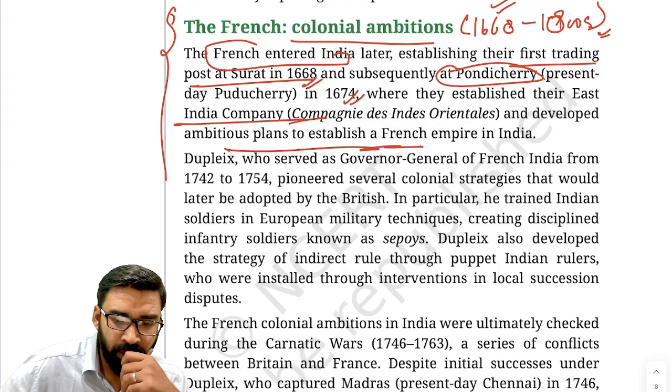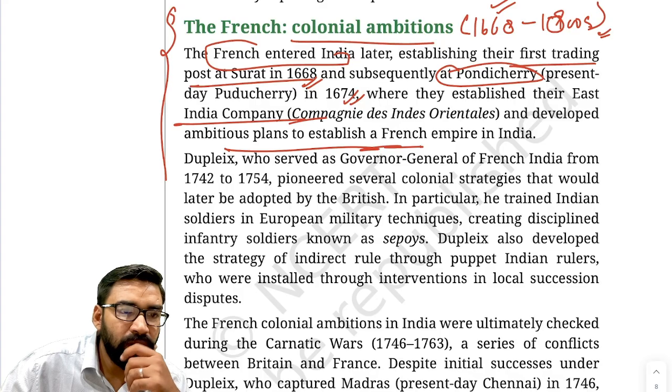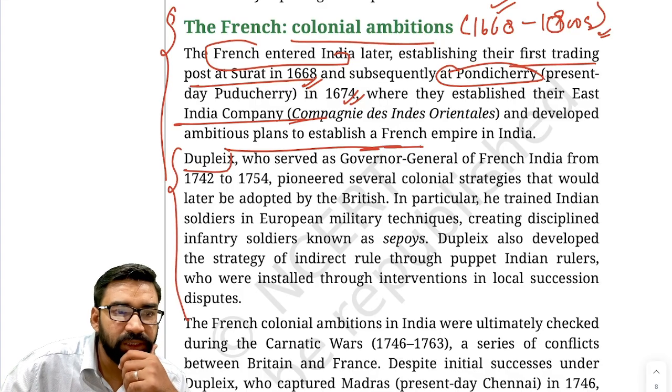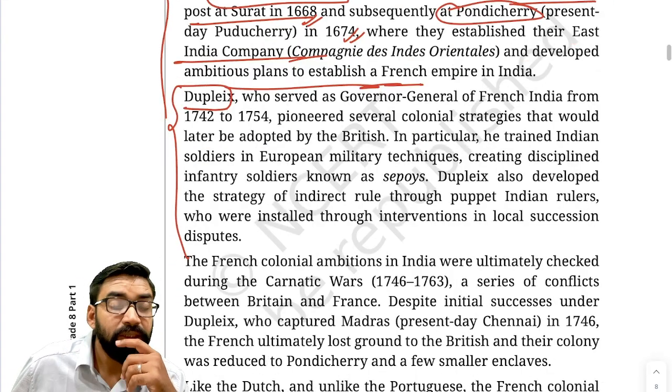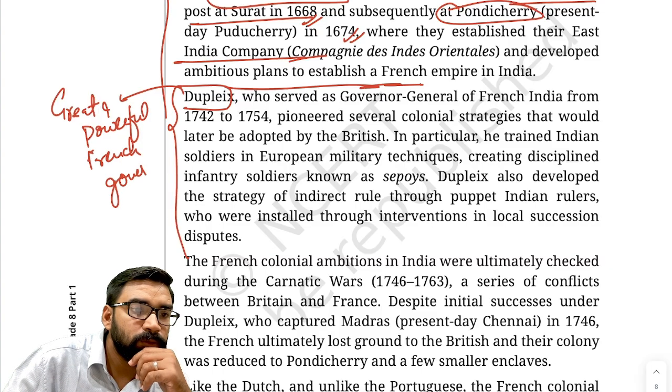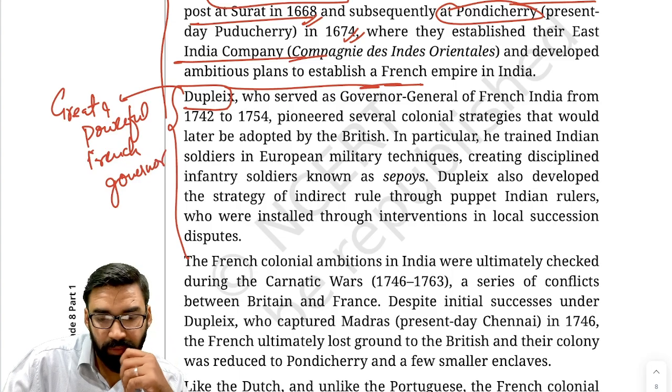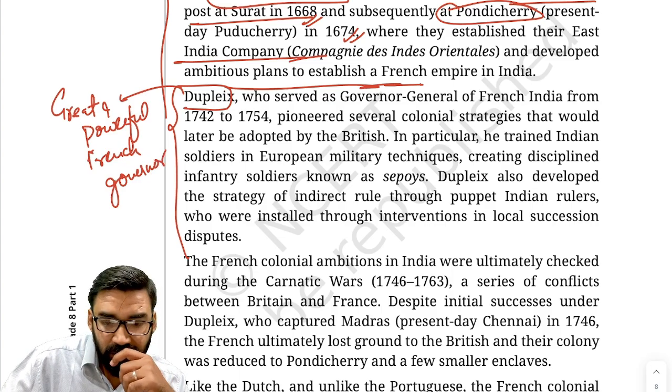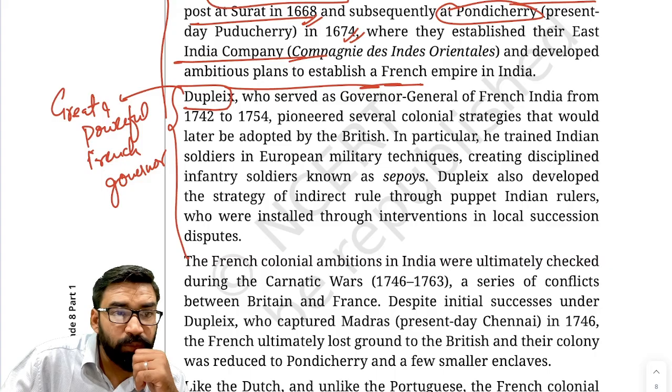Fine? Okay. Now, as you can see this name, Dupleix. Dupleix was the greatest, most powerful French governor. Fine? Okay. Now we need to understand about Dupleix. Dupleix was the one who developed the colonial strategies.